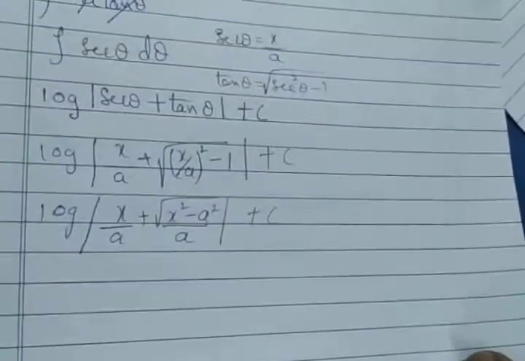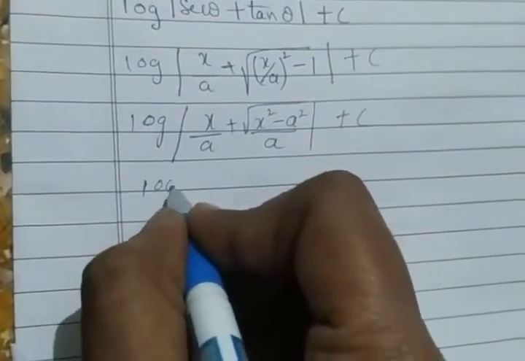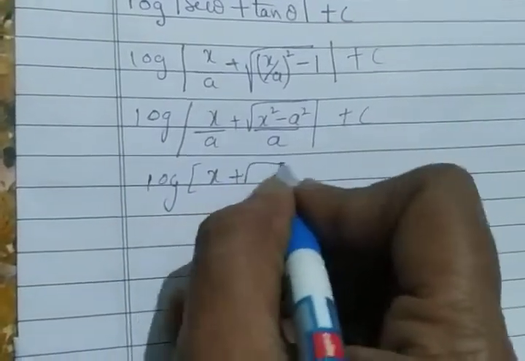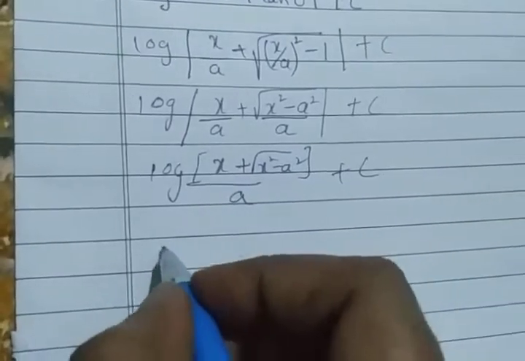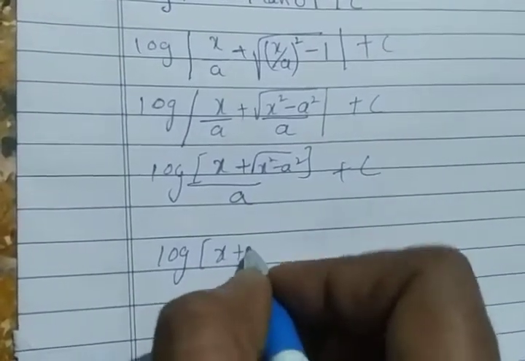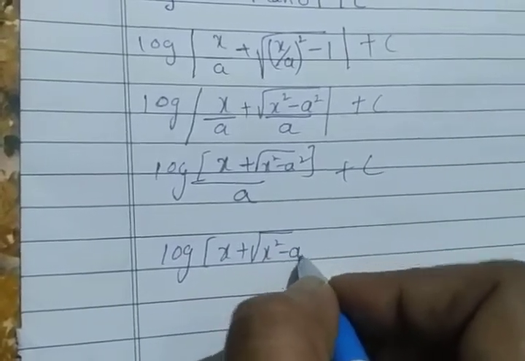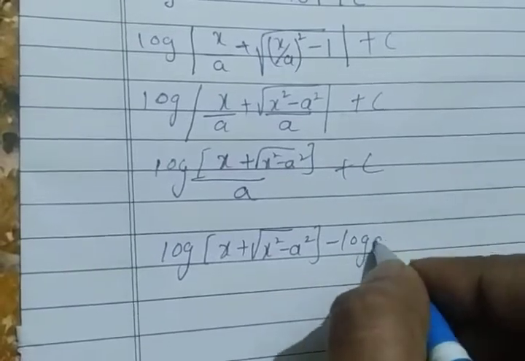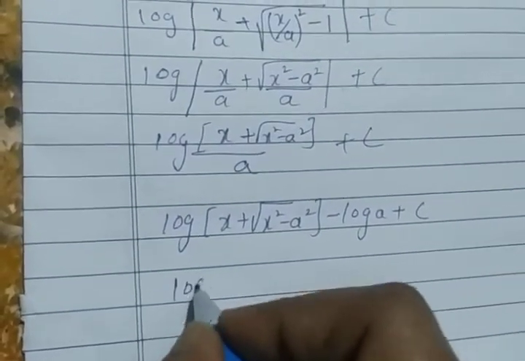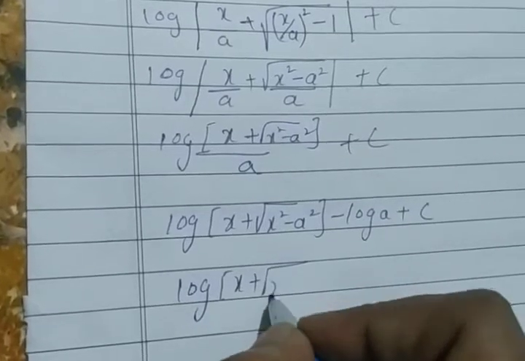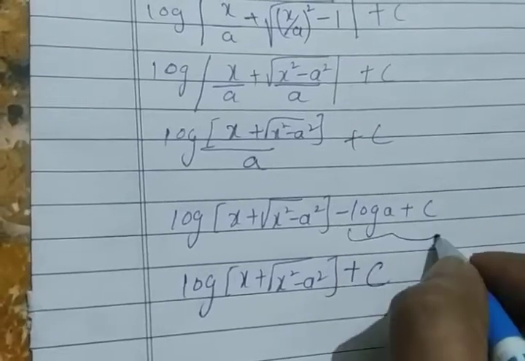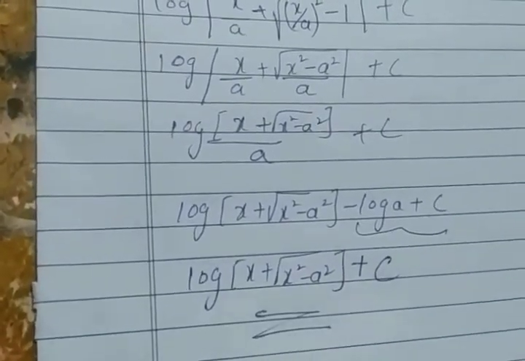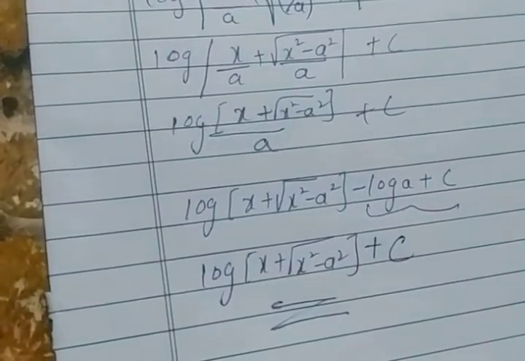So take the LCM. Log of x plus root of x square minus a square by a plus c. Log of x plus root of x square minus a square minus log a plus c. So log of x plus root of x square minus a square plus, both are constants, I can write it as the constant, which is the required answer.